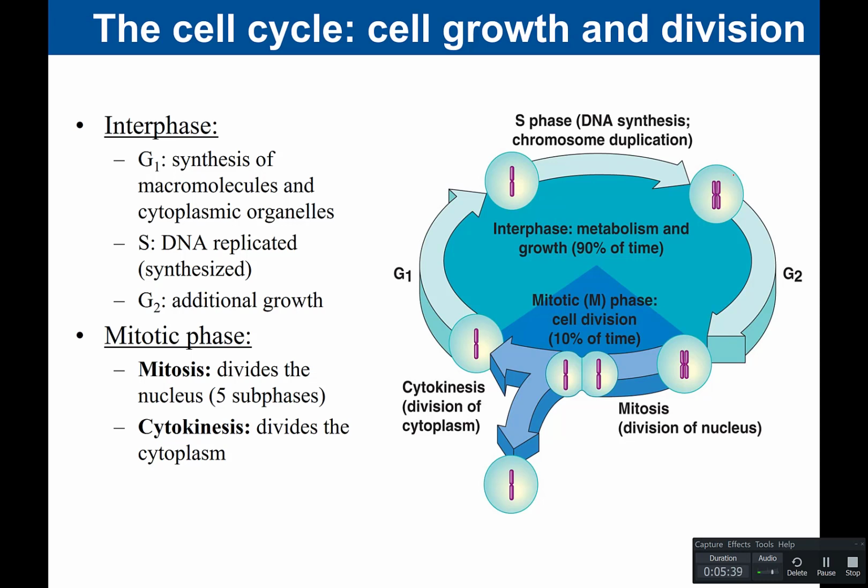After the DNA is duplicated, we go through G2. The G stands for gap, so gap 2. This is just a time for the cell to have additional growth, so basically to prepare for division of the cell. Now, in terms of interphase, this is metabolism and growth, and about 90% of the time, the cell is going to be found in interphase. And so this is the period of the cell cycle that lasts the longest.